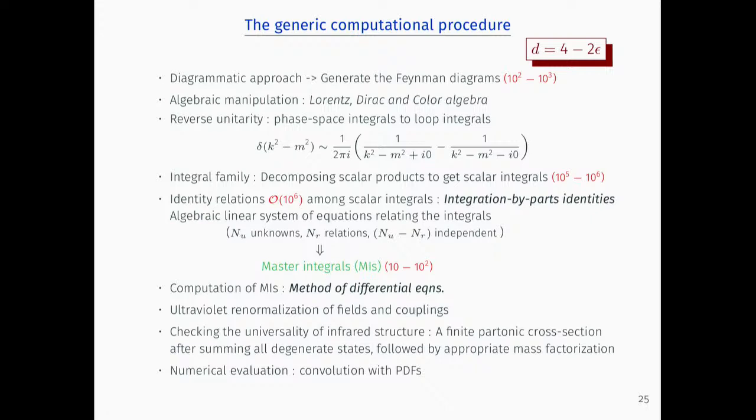So that means this number is only independent. And these independent numbers are really, really small compared to a million; we have 10 to 100. Now, these ones we call the master integrals, and we can solve them using some other technique. Then how do we solve them? It's called the method of differential equations.